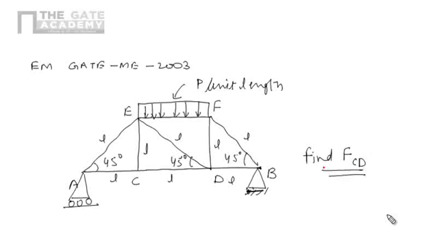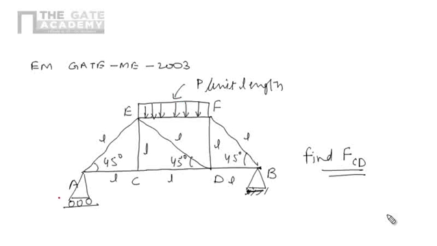I am again repeating this question. This one is the given truss here. The length of each member is L. A is supported by roller support, and B is supported by hinge support. And the load here is only on EF, that is uniformly distributed load and intensity is P per unit length. And now we are interested in force in member CD.